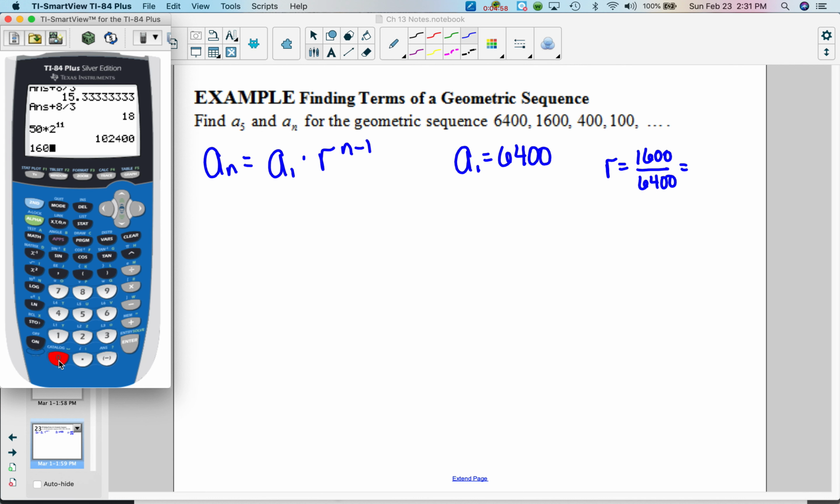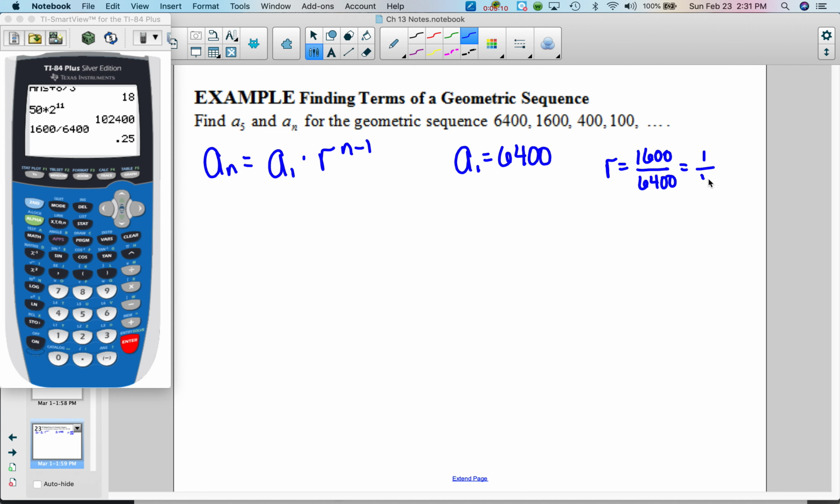So if we divide this, we get 0.25, which is 1/4. And it really doesn't matter if you use the 1/4 or the 0.25. I typically use the fractions.